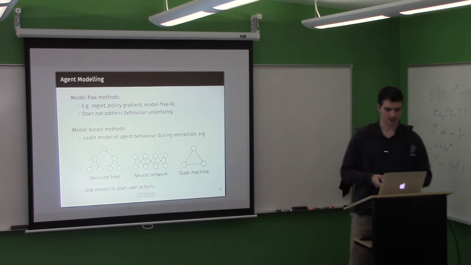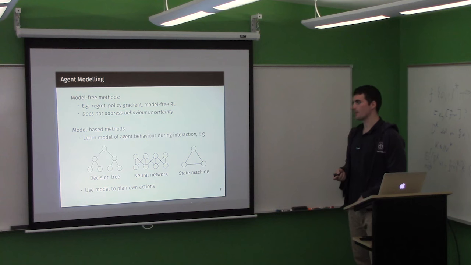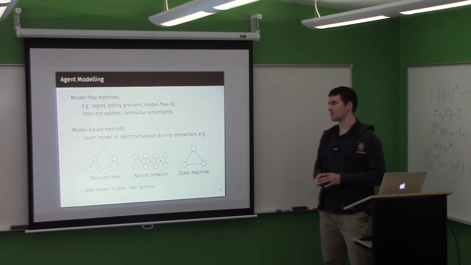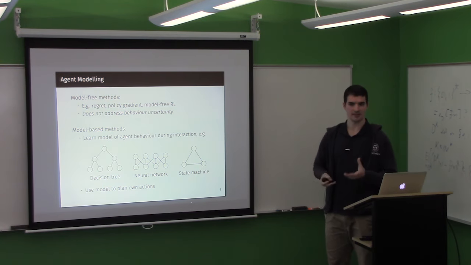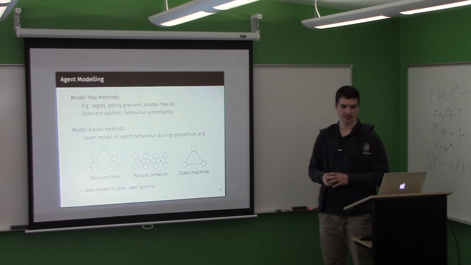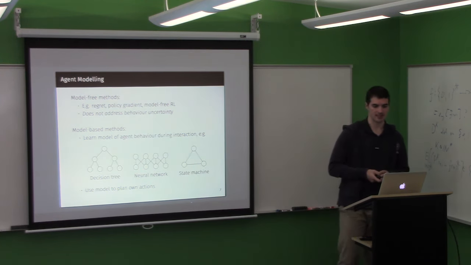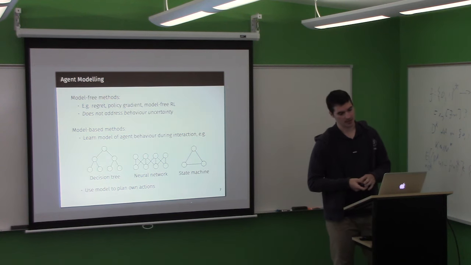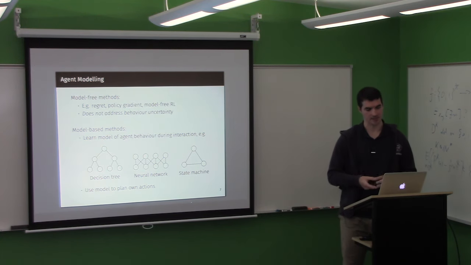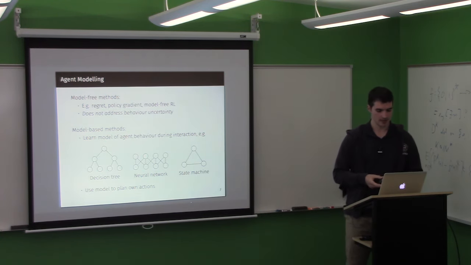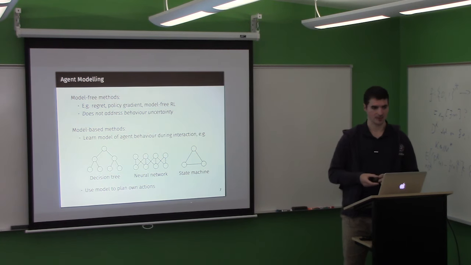The other approach could be described as model-based methods. And these methods basically try to learn models about the behavior of other agents based on the interaction history. And there are many ways in which you can do this. You could try and fit decision trees, neural networks, finite state machines, and various other methods, case-based reasoning, graphical methods. And then the idea is to use that model, the resulting model, to inform your own policy, to plan your own actions.